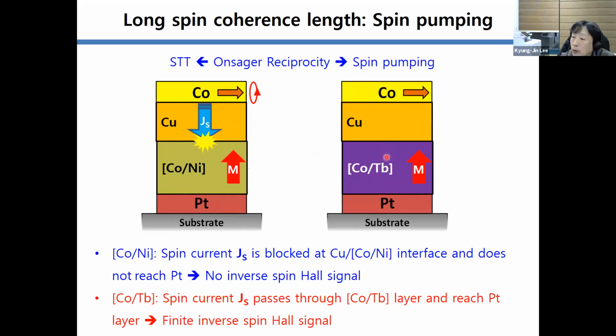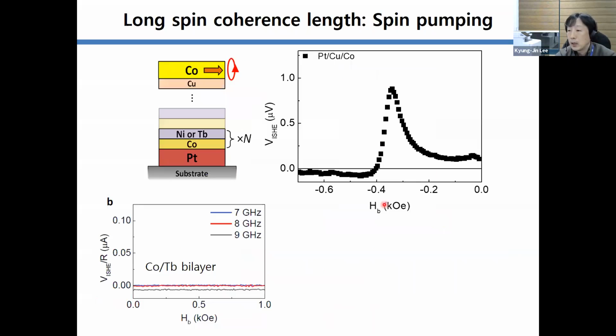But in the case of cobalt terbium, if this one has a longer spin coherence length, this spin current can reach at least partially the platinum layer, then we could get the inverse spin Hall effect signal. Okay, so this view graph shows the inverse spin Hall effect signal as a function of the bias field. So this is the control sample, the reference sample. Platinum copper cobalt shows the largest peak.